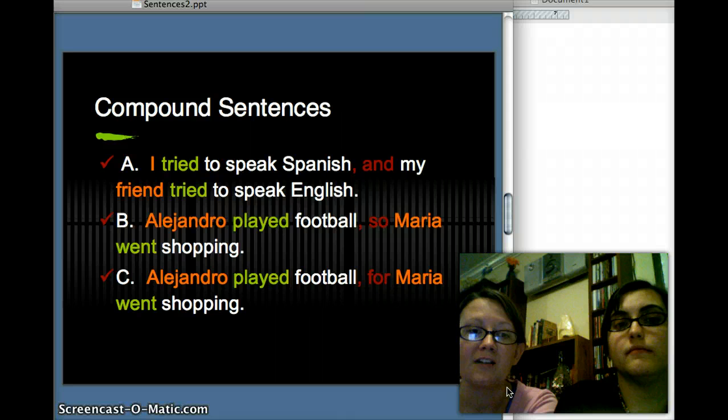Sentence A. I tried to speak Spanish and my friend tried to speak English. Now we have a comma fanboy. To make sure that we're using the comma correctly, we need to ask ourselves some questions. Do I have two complete sentences? Well, let's do just like we did for simple sentences. I tried to speak Spanish. Who? I. What did I do? I tried to speak Spanish.